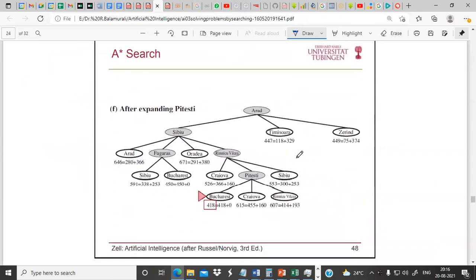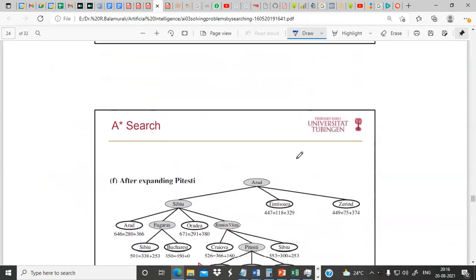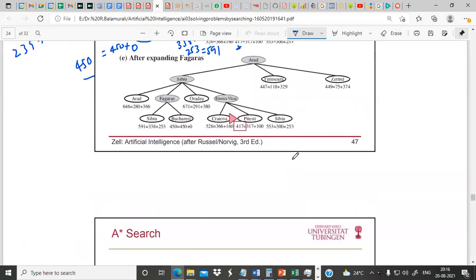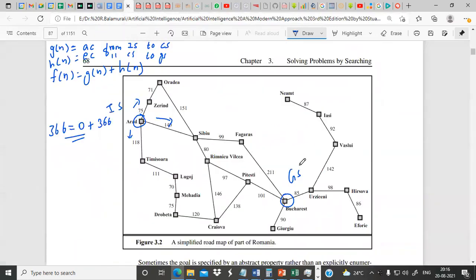From Pitesti, what are the destinations we can reach? Let us see the graph. From Pitesti, you can reach Bucharest, you can reach Craiova, and you can reach Rimnicu Vilcea. So what is the cost? From Pitesti, we can reach Bucharest at the cost of 101, Craiova at the cost of 138, and Rimnicu Vilcea at the cost of 97. So that will be added to the graph.